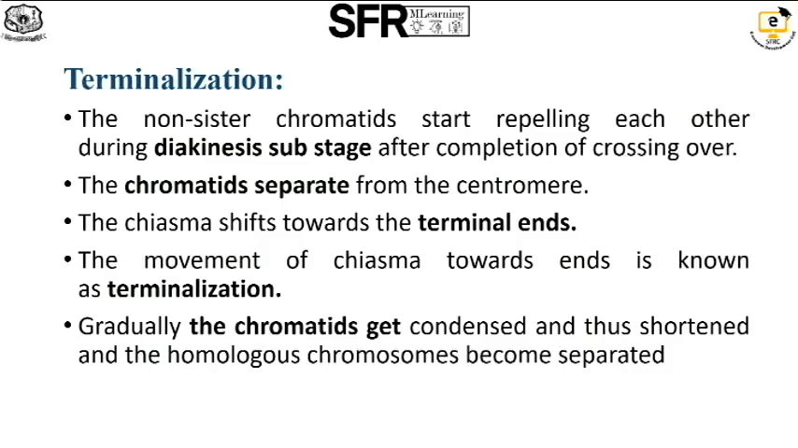The last mechanism is terminalization. Here the non-sister chromatids start repelling each other during the diakinesis substage after the completion of crossing over. The chromatids separate from the centromere and the chiasma shifts towards the terminal ends. The movement of chiasma towards the end is known as terminalization. Gradually the chromatids get condensed and shortened, and the homologous chromosomes become separated.